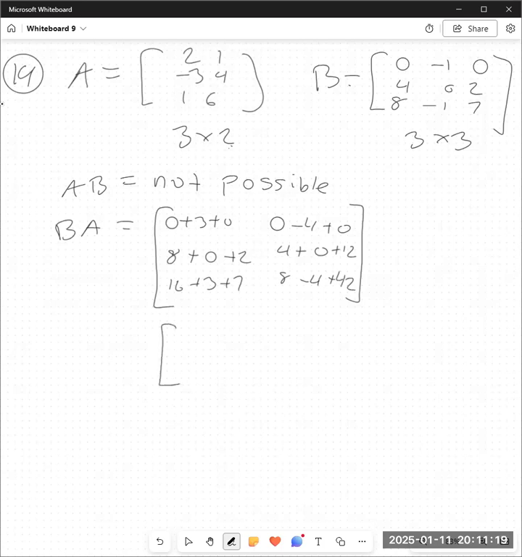So that is 3, -4, 10, 16. 10 and 16 is 26. And then we have 50 minus 4 is 46. Let's jump ahead now to number 29.